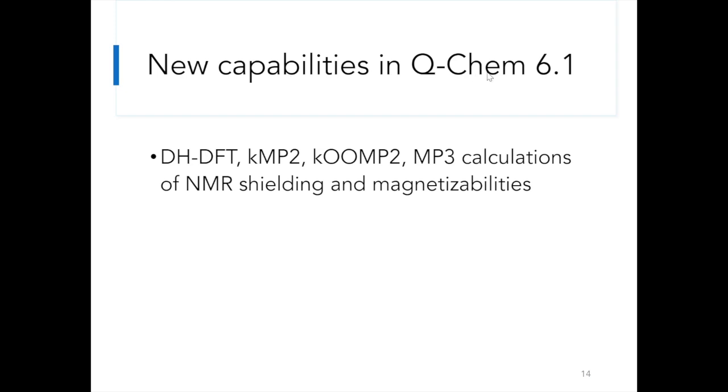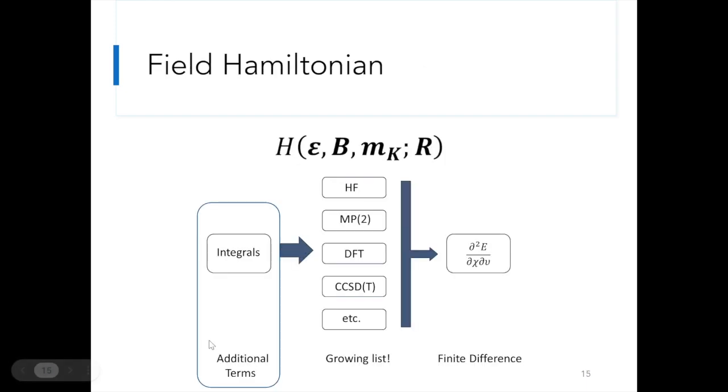Right, so from this, our new capabilities that we added in the Q-Chem 6.1 release: we now have double hybrid DFT, various methods in libgPVT, including regularized MP2, regularized orbital optimized MP2, and MP3. We have calculations of NMR shieldings and the magnetizability tensor. The CCMN2, so the coupled cluster, is still underway, so maybe next release, hopefully.